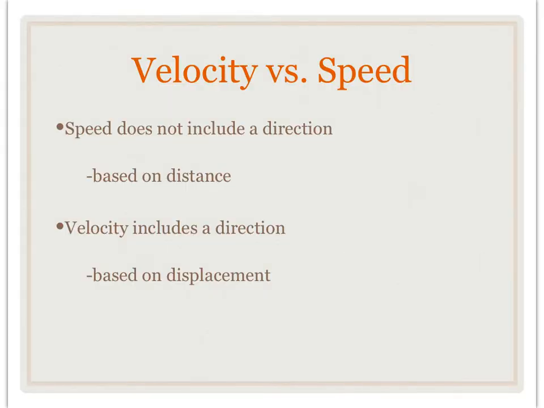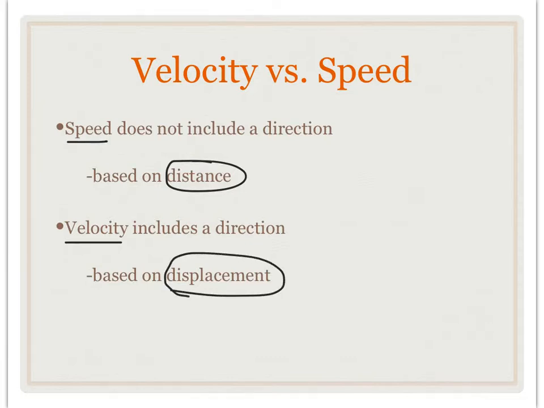Okay, along with the difference between displacement and distance is the difference between velocity and speed. Speed is specifically based on distance, meaning that it does not have a direction to it. It is just a number that also has a unit associated with it. When we are talking about velocity, though, which is what we'll talk a lot about in the next couple chapters, we're basing that on displacement. So it does need a direction associated with it.